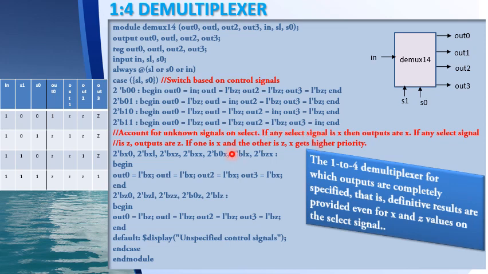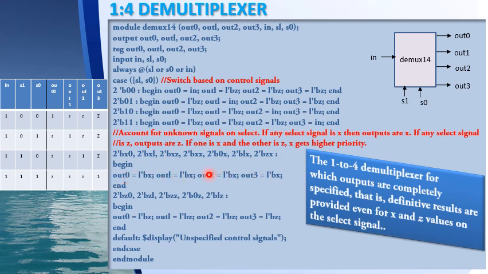Okay. So when one of them is X, or both of them are X, or one of them is Z, we have 2'bx0, 2'bx1, 2'bxz, 2'bxx. That is, one of them is X and the other one is a number, or one of them is X and the other one is Z, or both of them are X. All the outputs will be X.